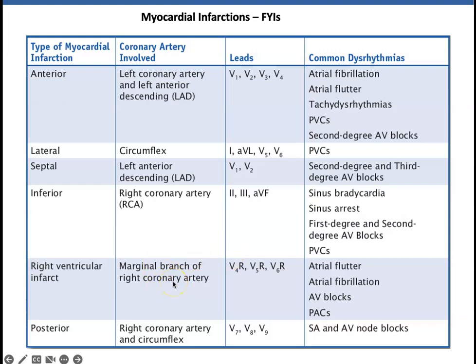You could also move V5, V6 over to the other side if you really want to make sure if that's the case. And then you can add leads if you want to see going around the back to get a little bit better view. But atrial flutter, atrial fib, AV blocks, and PACs would cause the issues for the right ventricular. And then the posterior part of the heart, this is where you would go around to the back and add leads V7, V8, V9. And that could be the right coronary artery that then loops around the back, or the circumflex, as you know, loops around the left and then meets up in the middle and sometimes feeds that posterior part. So that is where if you have SA or AV node blocks, that could cause that particular dysrhythmia.